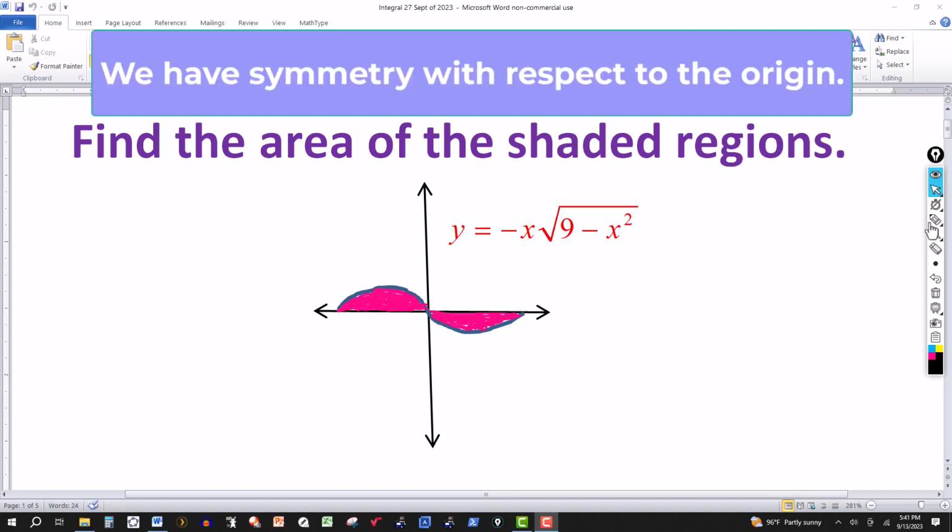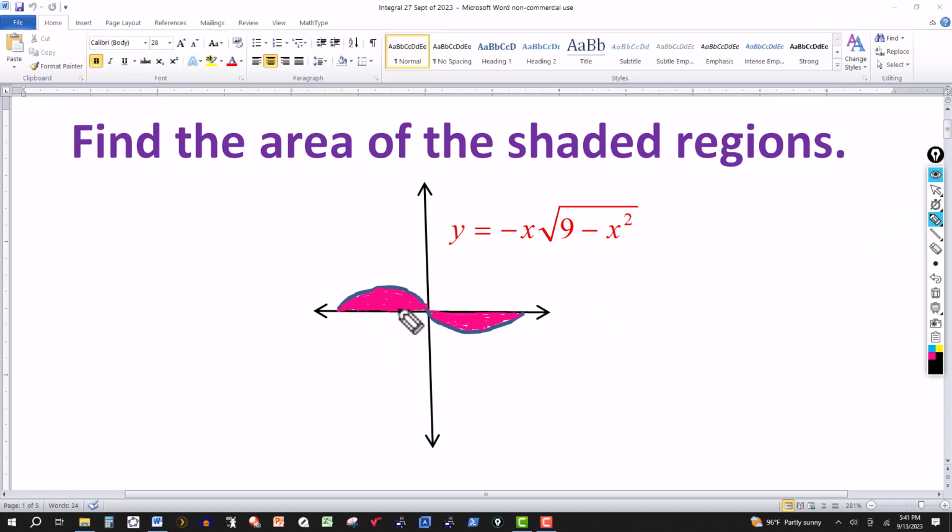So we can find the area of one of the regions and just double it, and we get the area of both. So let's do this. I want to find these points here. We replace y by 0, so I'm going to get the x-intercepts here.